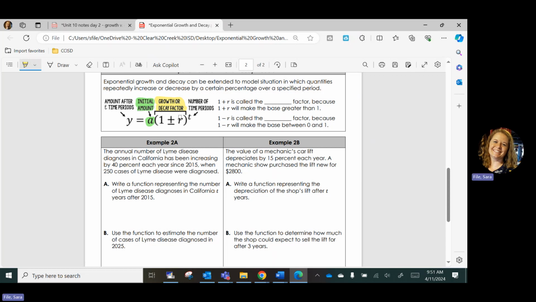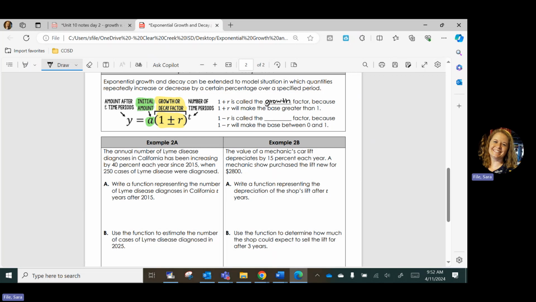And then r is the rate, okay, at which it's growing or decaying. Okay, so we determine our growth or decay factor by doing 1 plus or minus our r, which is our rate. Let's fill this in over here. So if it's 1 plus r, that is called the growth factor because that will make the base greater than 1. So it'll be growth.